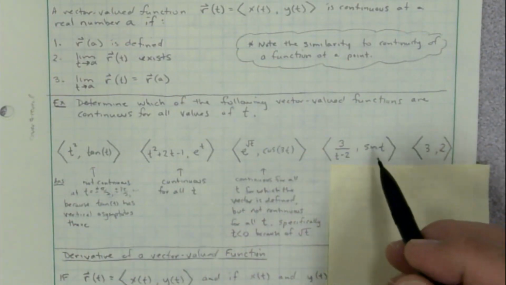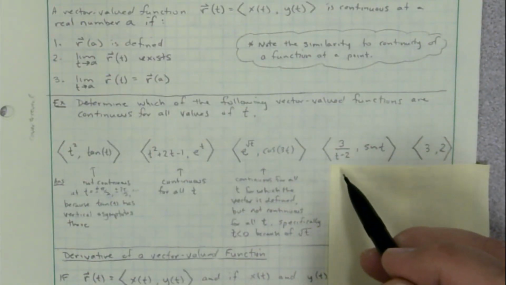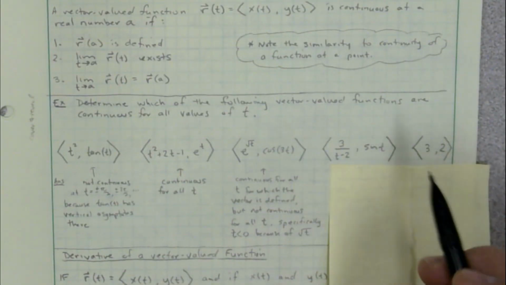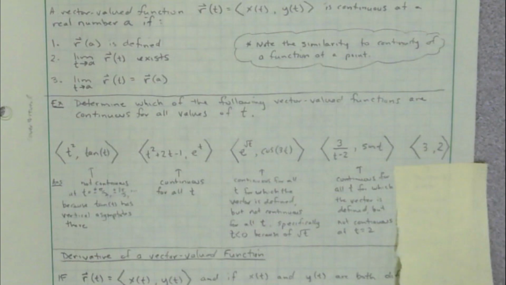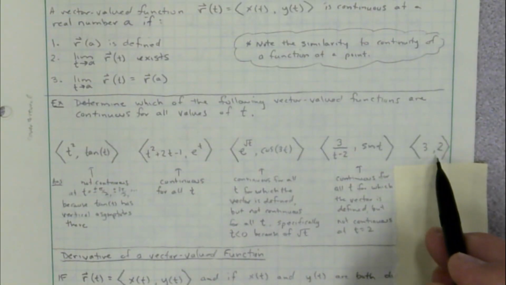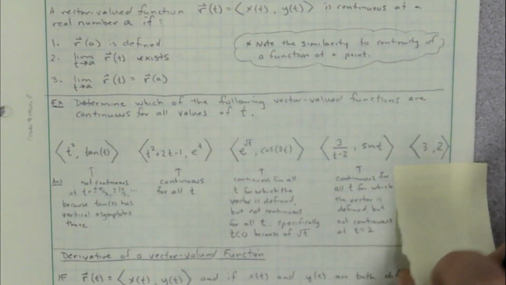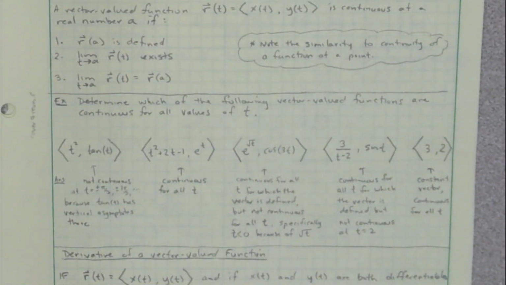Same concept over here. Sine is continuous everywhere, but this one has a point that is not, because you're going to have a vertical asymptote at positive 2 for this piece. But on its domain, it would be continuous, but not continuous for all values, because when t is 2, we have a problem. And this vector over here is a constant vector. Since there are no t's in it, clearly it's going to be continuous for all t's. Okay? So that's kind of how that works.